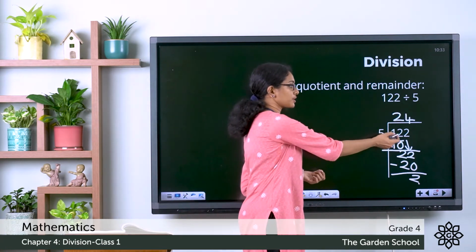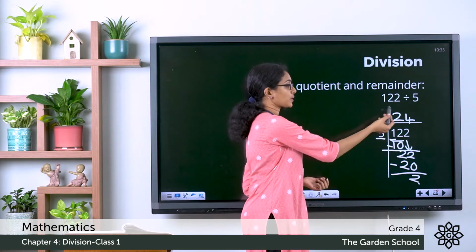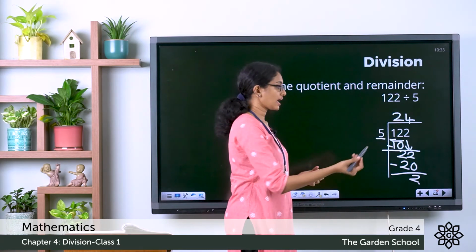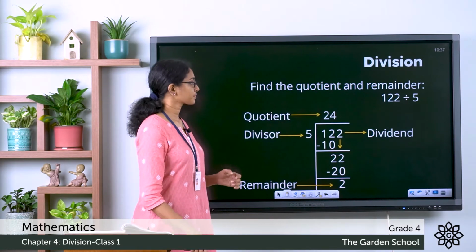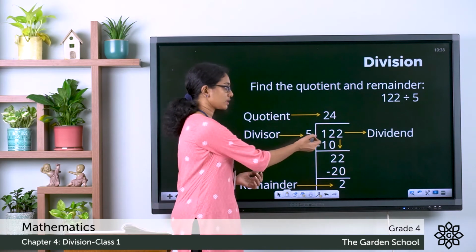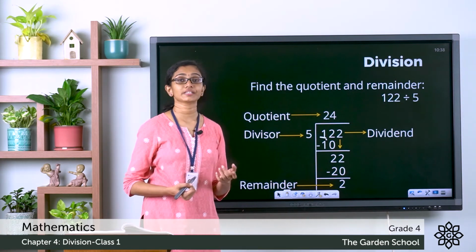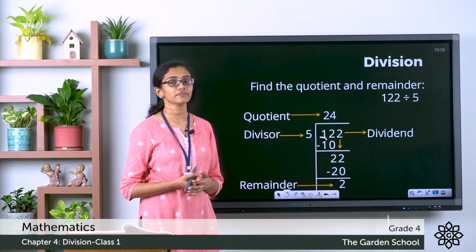So 122 is the dividend here, 5 is the divisor here, 24 is the quotient here, and 2 is the remainder here. So what are the steps? Since we are dividing with a 1-digit divisor, check the first digit of the dividend. It is 1. Is 1 divisible by 5? Can we divide 1 by 5?